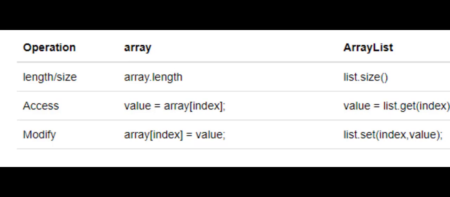For accessing, value is equal to array, and inside the square brackets you put the index and a semicolon. In an ArrayList, value is equal to list.get(index). Modifying can be done using array[index] = value. In an ArrayList, it is list.set(index, value).